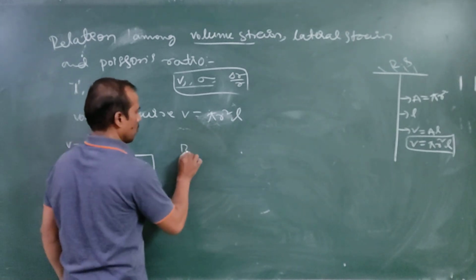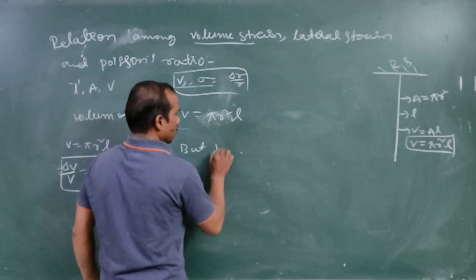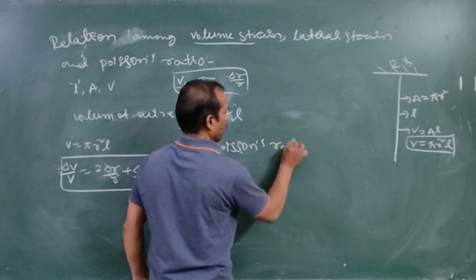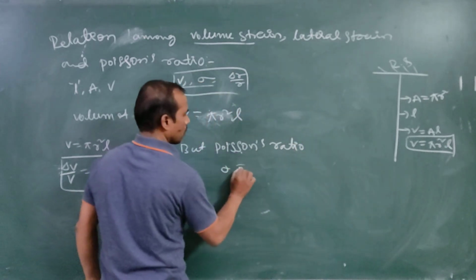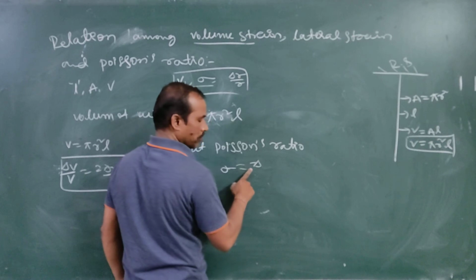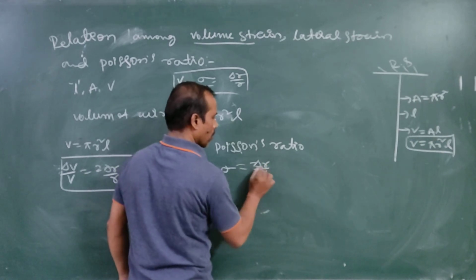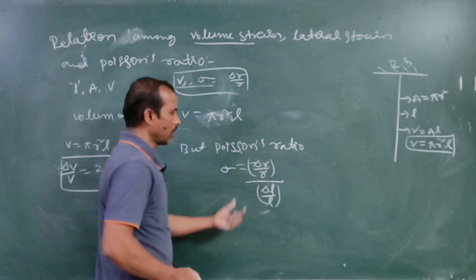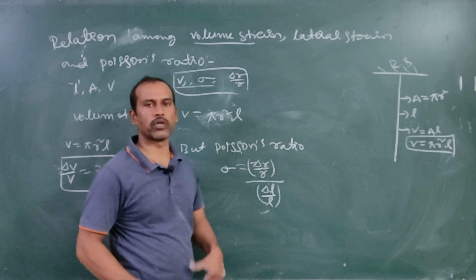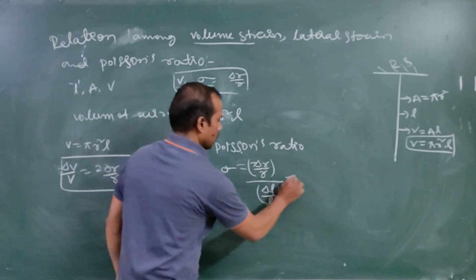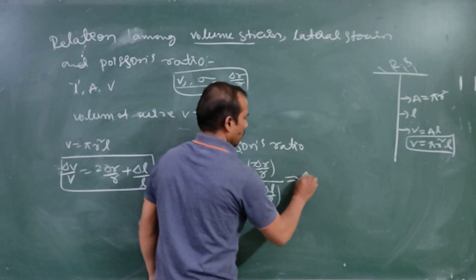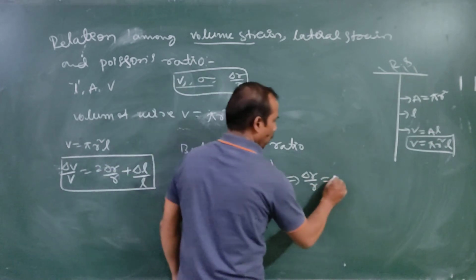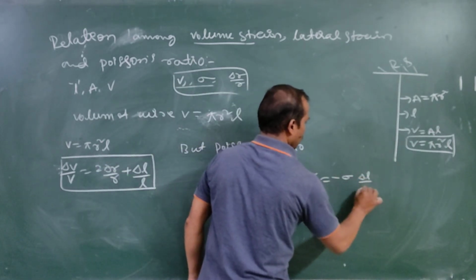So Poisson's ratio sigma is equal to minus delta R by R divided by delta L by L. This is the ratio between lateral strain to longitudinal strain. So lateral strain, simplifying, delta R by R is equal to, by cross multiplication, minus sigma into delta L by L.